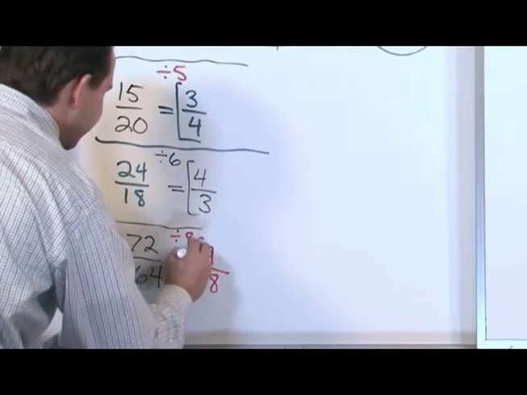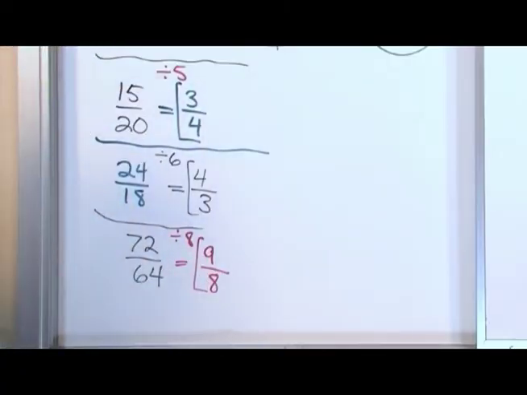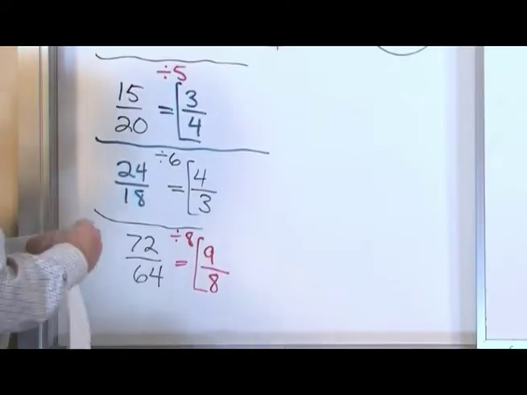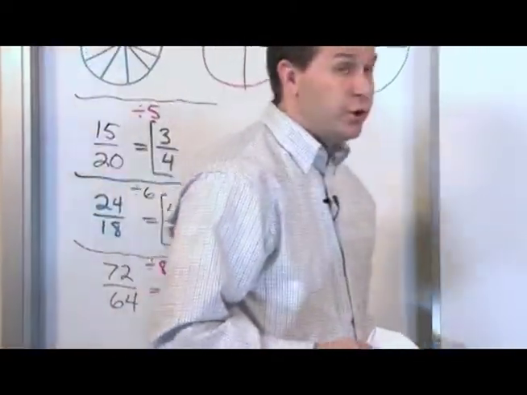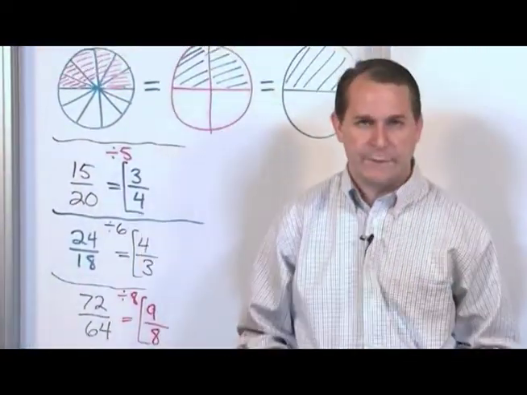That's 8, because 8 times 8 is 64. So 72/64 is exactly the same thing as 9/8. So that's about as far as I want to go in simplifying fractions.